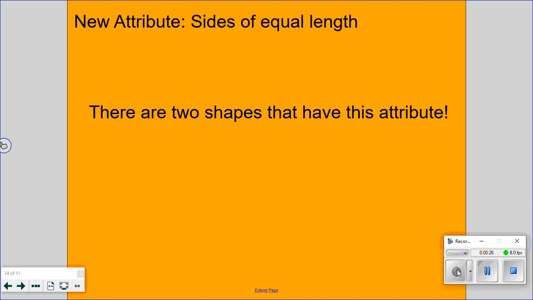I'm going to have you add in a word that I forgot. You can put a little caret in there. All sides of equal length. So we're looking at a shape that has all sides that are the same length.